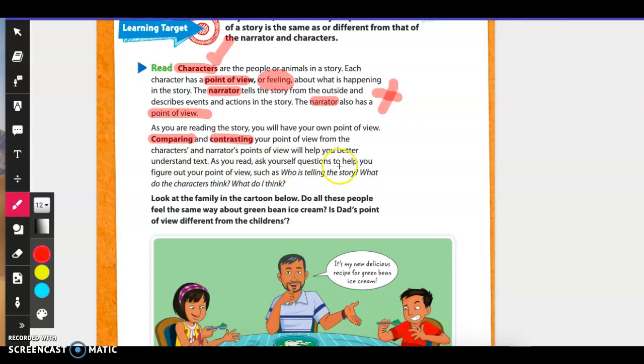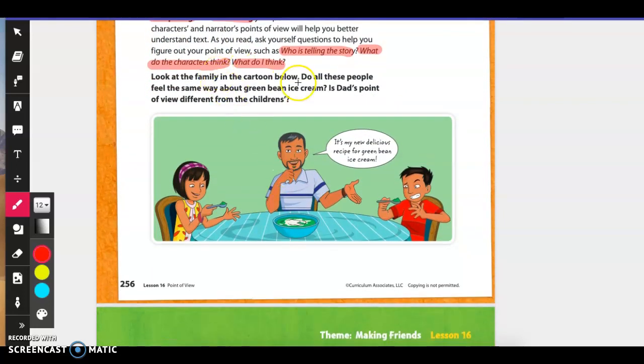As you read, ask yourself questions to help you figure out your point of view, such as, who is telling the story, and what do the characters think, and what do I think? Look at the family in this cartoon below. Do all of these people feel the same way about green bean ice cream? Is Dad's point of view different from the children's? Now, here's Dad.